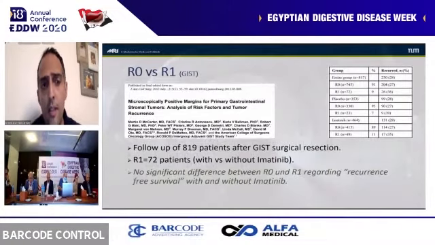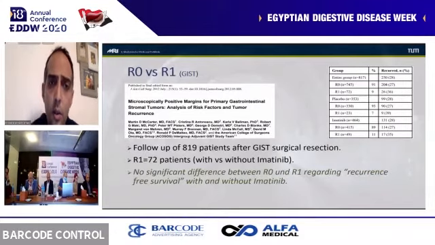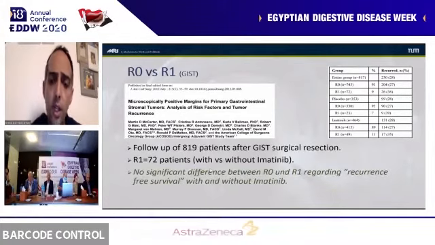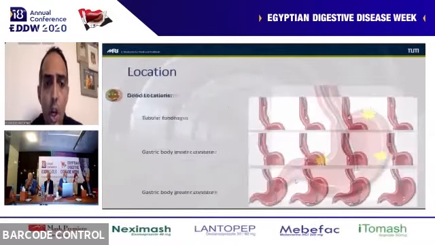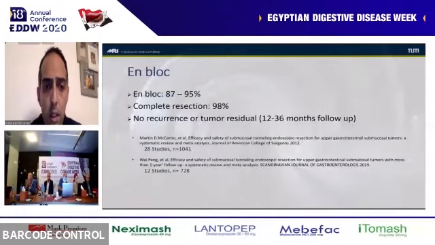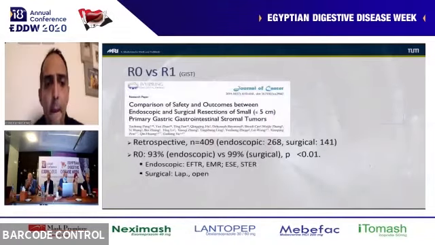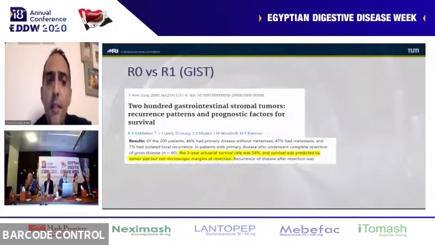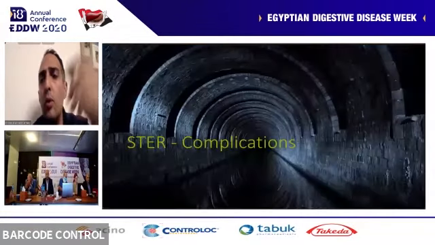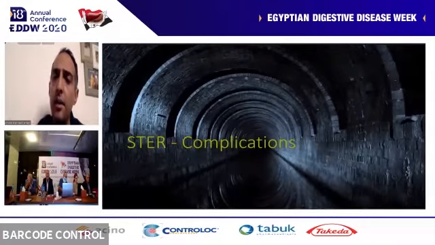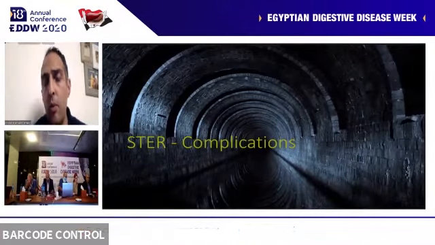But the question is: is it important to have an R0 resection with GIST? In this retrospective analysis, they compared patients after surgery who had GIST removed, R0 versus R1, and they didn't find any difference regarding recurrence and tumor-free survival rate. In this study also, they didn't find in follow-up any difference between R0 and R1 patients, which concludes for me at least that R1 is not that bad after removal of GIST tumors.